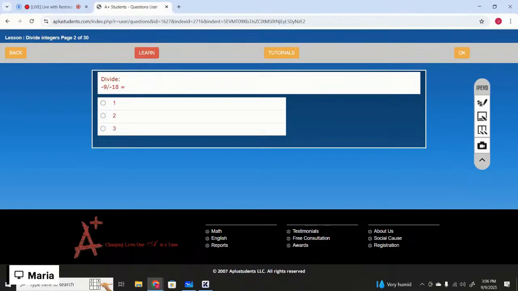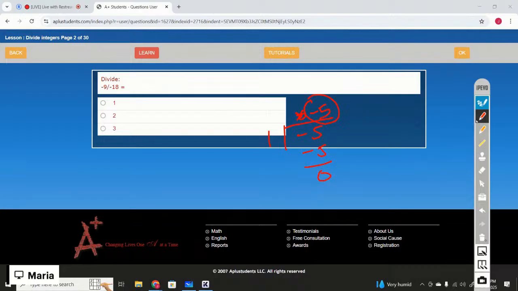Negative 18 divided by negative 9. So both the numbers are negative. Answer must be positive. Basically, negative 18 divided by negative 9. So negative 9 times 2 is negative 18. So that would be 2. Option number 2 is the correct option.